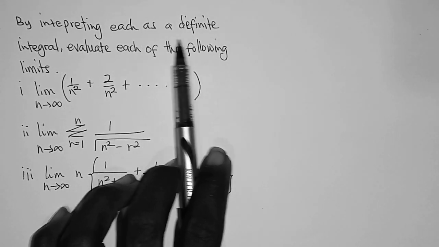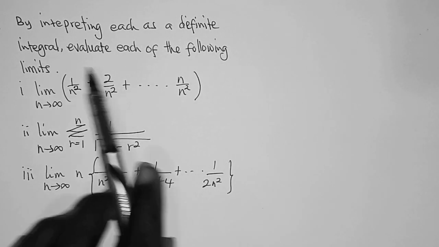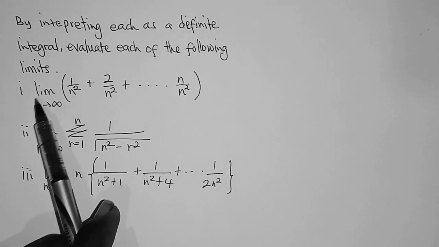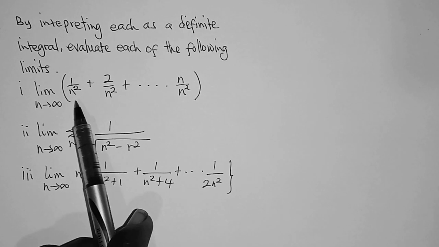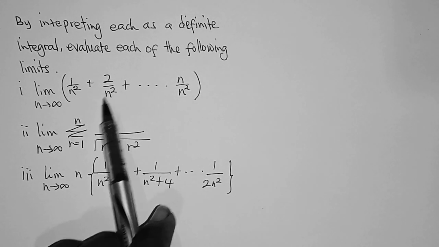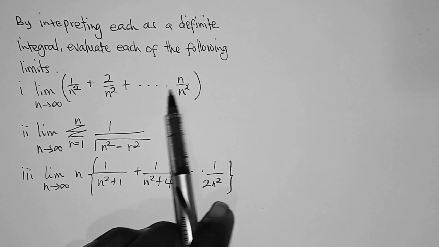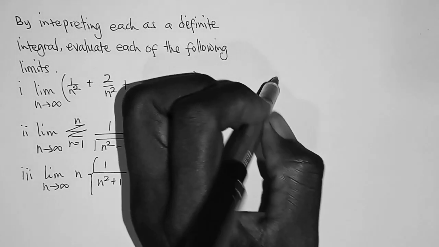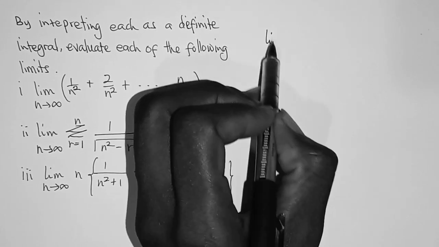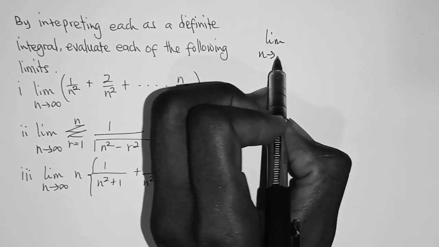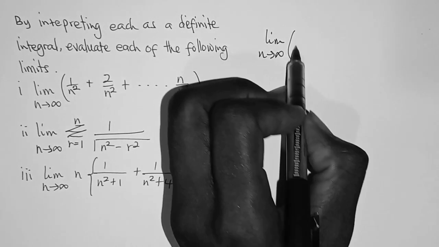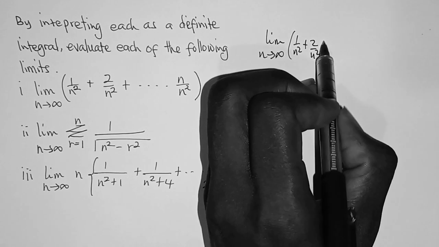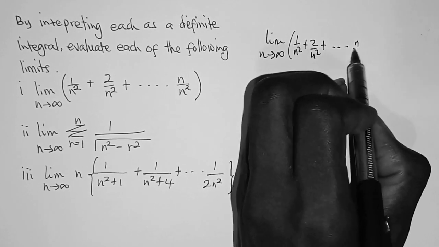By interpreting each as a definite integral, evaluate each of the following limits. The first one is the limit as n approaches infinity of 1 over n squared plus 2 over n squared plus all the way to n over n squared. So let me write it here. The first one is the limit as n approaches infinity of 1 over n squared, then plus 2 over n squared, plus all the way to n over n squared.